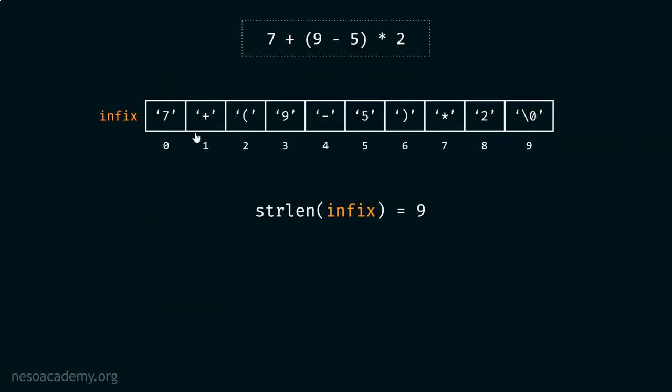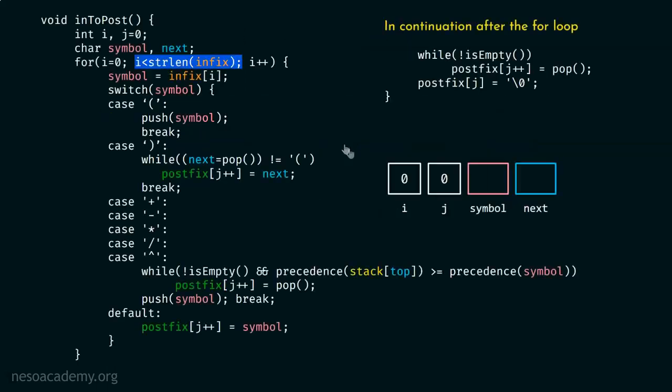What is the string length of infix? Obviously it is 9, right? You can see that there are a total of 9 elements in this infix array. Actually, we have to exclude this \0; this must not be included. From here to here, there are a total of 9 characters in this infix array. That's why the string length of infix is 9, right? So we can easily replace strlen of infix by 9. And here we are checking this condition: is i less than 9?